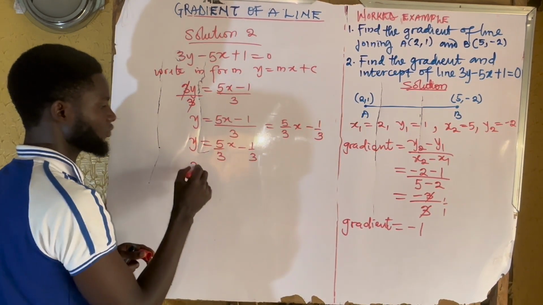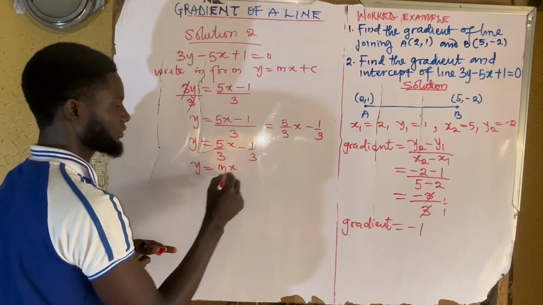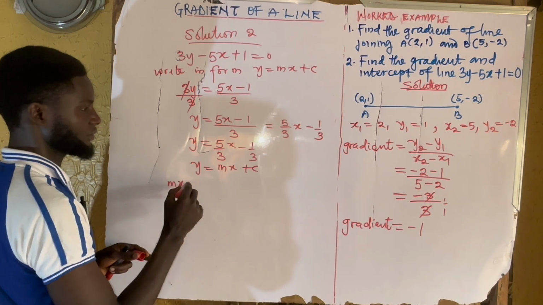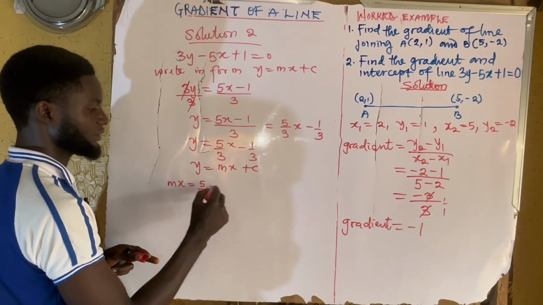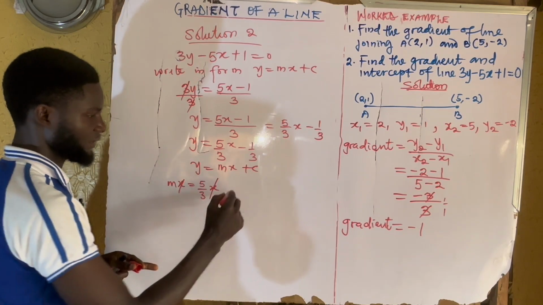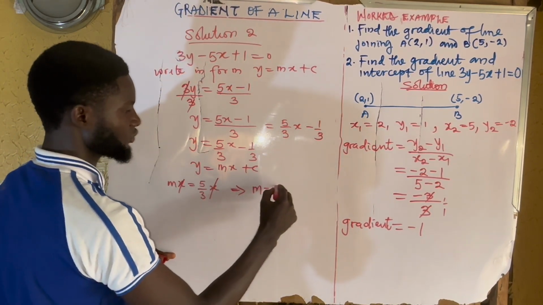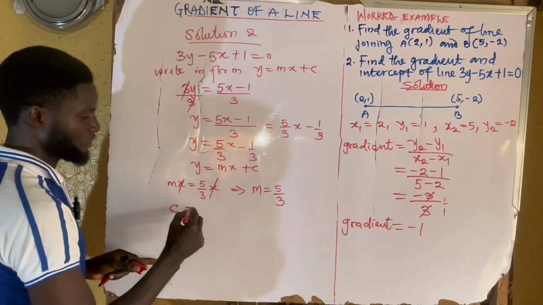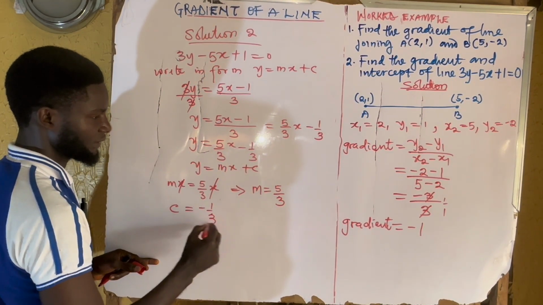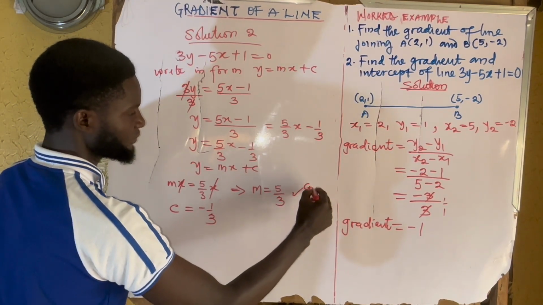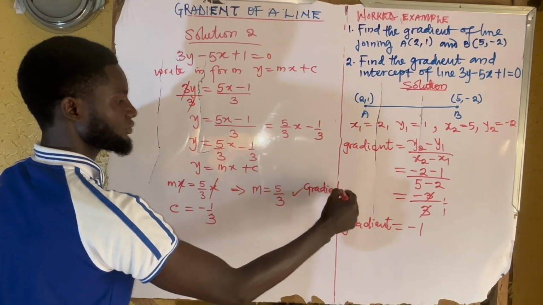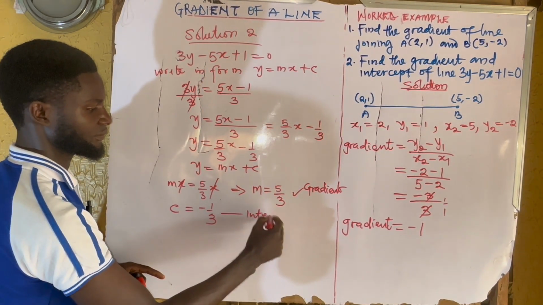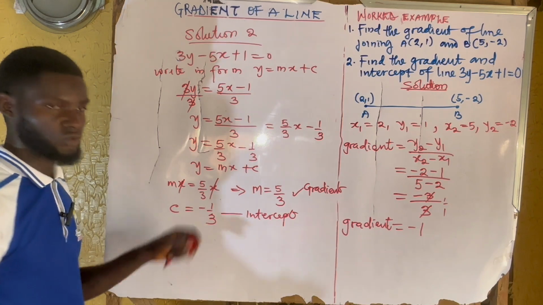If we compare it with y equals mx plus c, that is telling us that m equals 5 over 3, and also c equals minus 1 over 3. That is telling us that our gradient is 5 over 3 and our intercept is minus 1 over 3.